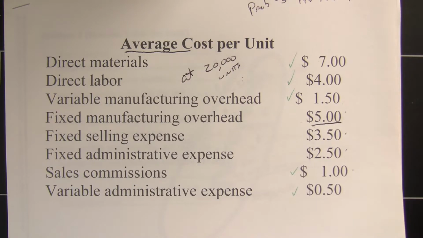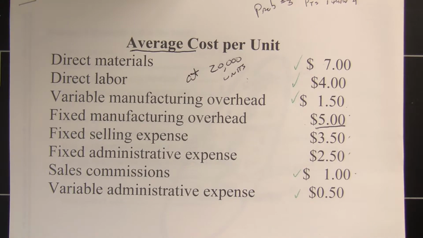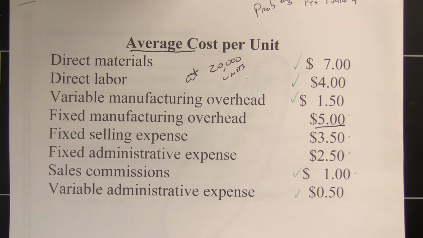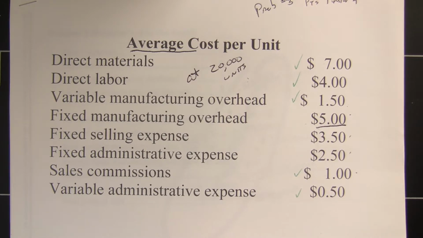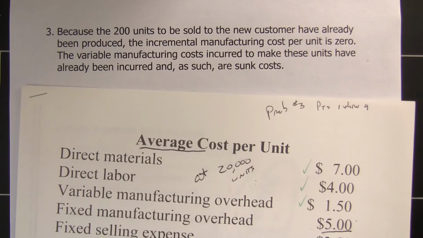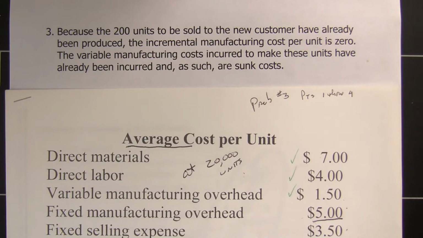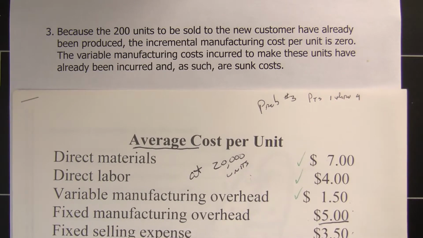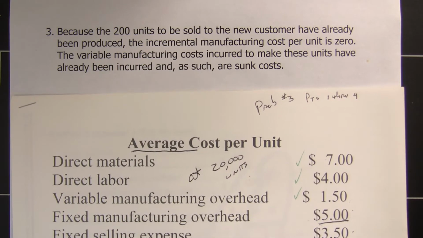Now, you could go all kinds of crazy over this and do all kinds of machinations, but the simple answer is this: they're already made. They're sitting there. They're finished goods inventory. So there are no manufacturing costs associated. The only cost associated with these would be the opportunity cost of not selling them. So the variable costs involved for those 200 units are all sunk costs.